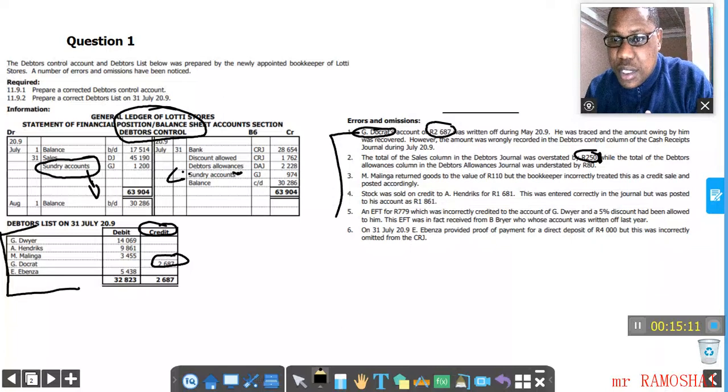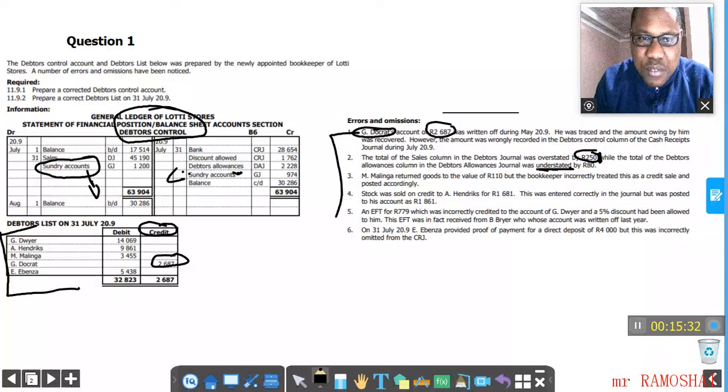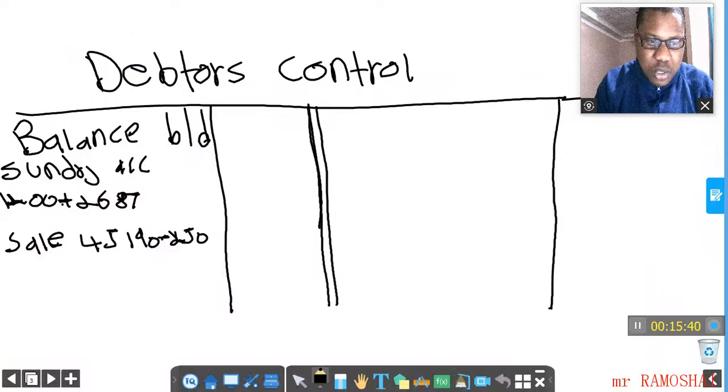So when the information continues, it says, while the total of the debtors allowance column in the debtors allowance journal was undercasted. So immediately they say undercasted, it means for this account they have recorded a lesser amount, by 80 rand. That means this account of the debtors allowance must go up by 80 rand, right? So I will simply go to my debtors control and write debtors.